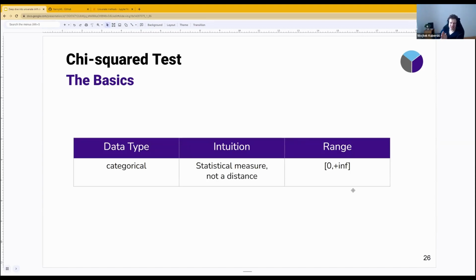We have another statistical test. This time it's the chi-square test, which works only with categorical data. And again, it's a statistical measure, not a distance. Unfortunately, to make things a bit harder for us, it is also in a range 0 to plus infinity. So we cannot that easily determine how strong the drift actually is. And as you will see in case of chi-squared, it is actually much harder than in case of Wasserstein distance even.